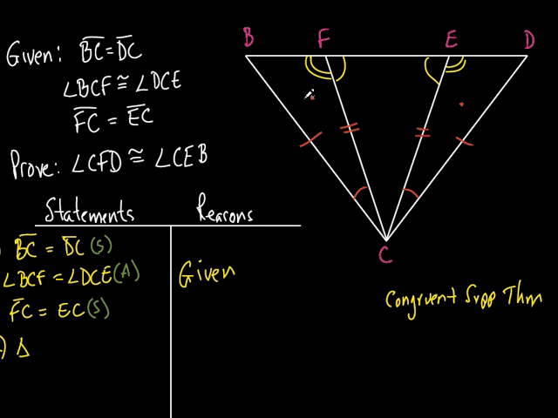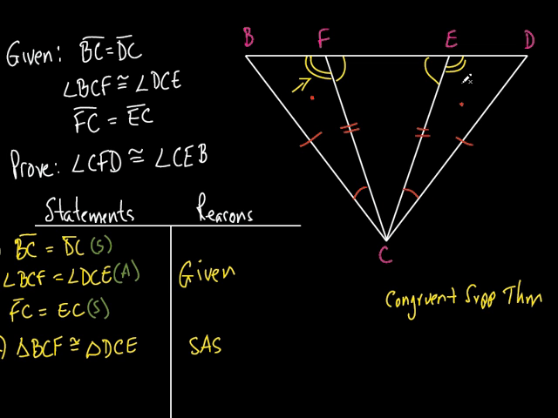So I can say that triangle, let's call it BCF, is congruent to triangle DCE. Oops, got ahead of myself. DCE. And why are they congruent? Right here, side, angle, side. So that's my reason. All right, now that the triangles are congruent, what's the next thing I want to say?